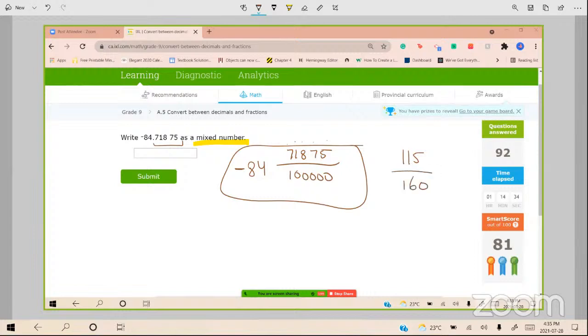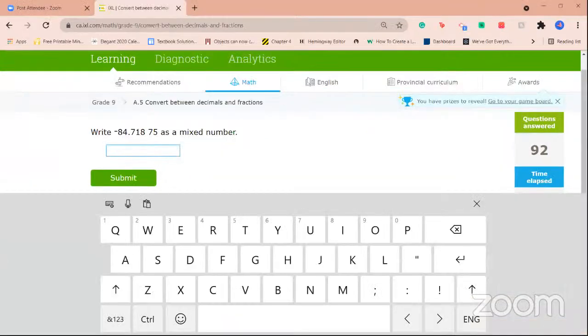160? Yes. Okay, so let's check. So my calculator. One second. Okay, so 115 divided by 160 gives you the same decimal. Okay, so you simplified it. So that's correct. It didn't say simplify, but okay. So negative 84, but you did it right. So let's put that in. But sometimes it marks it wrong.